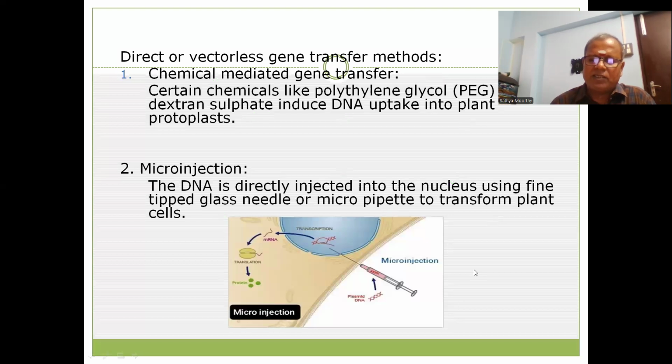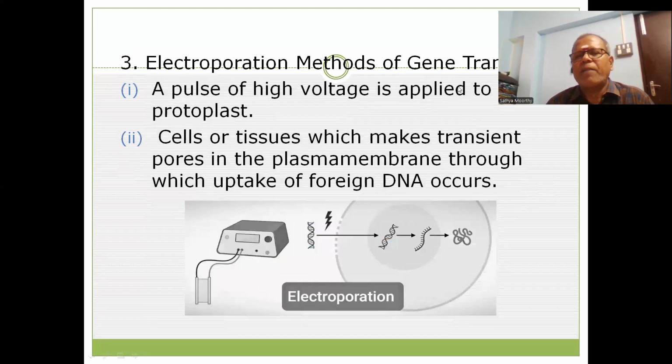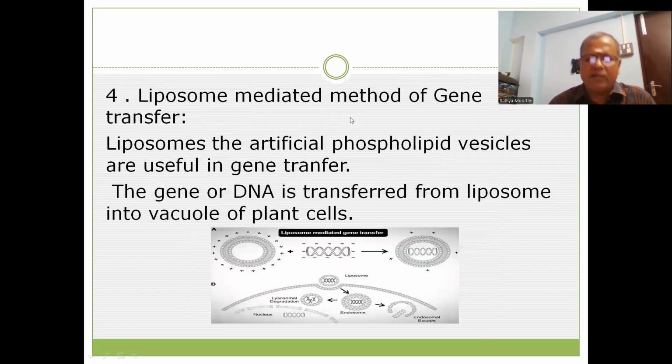And the third one is the electroporation method of gene transfer. Electroporation means you place the cell in a culture medium and you introduce a high voltage current. What will happen?